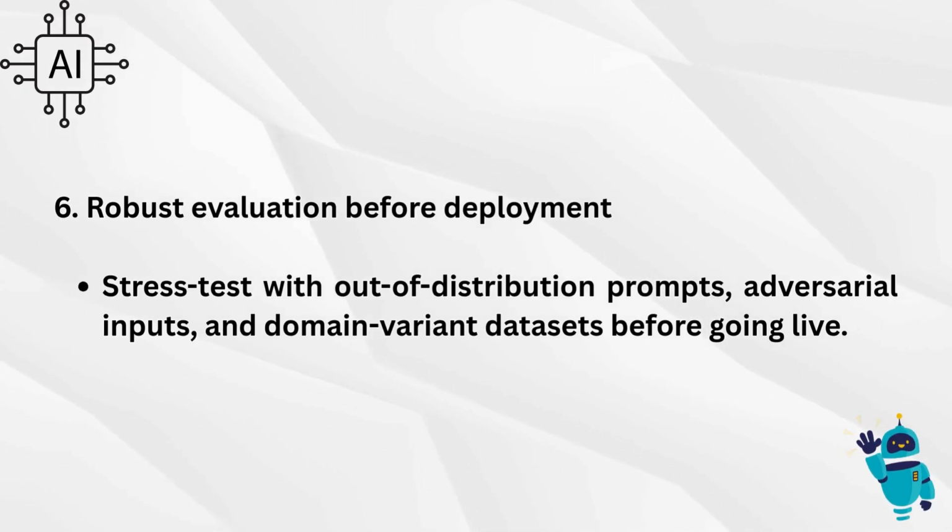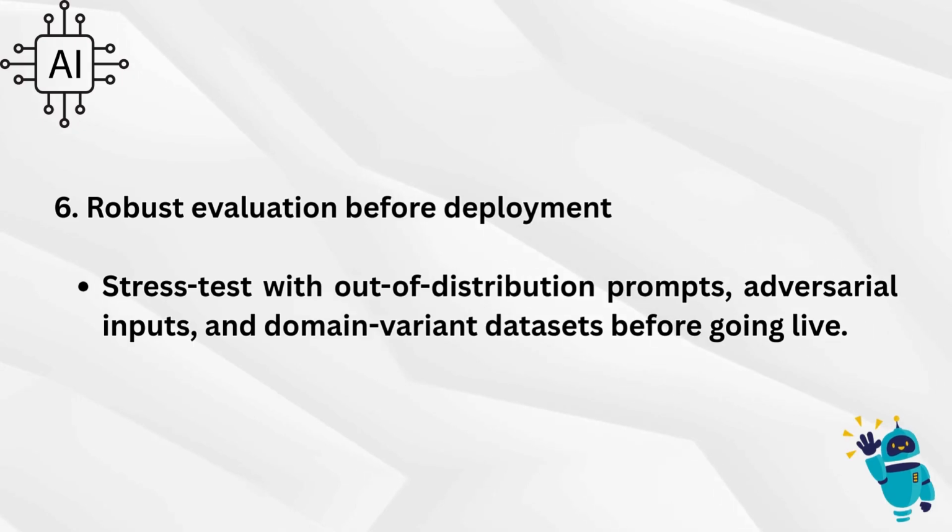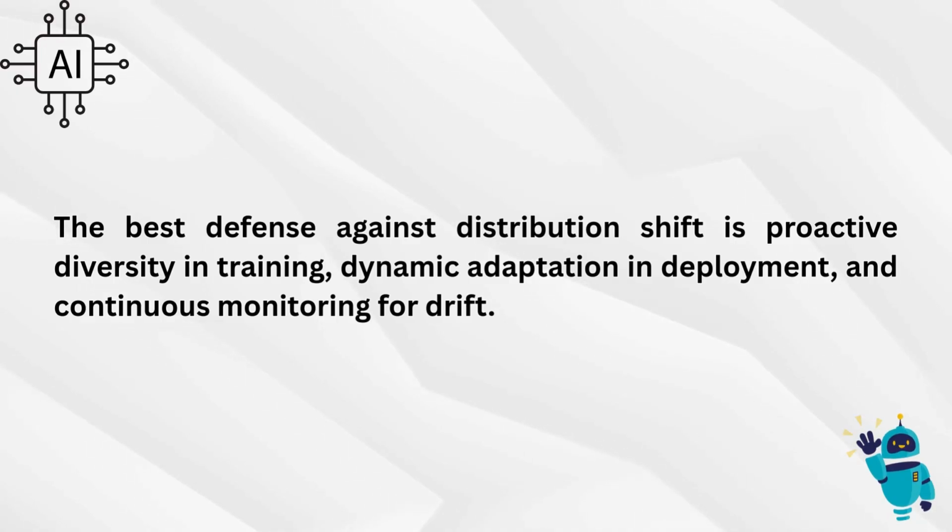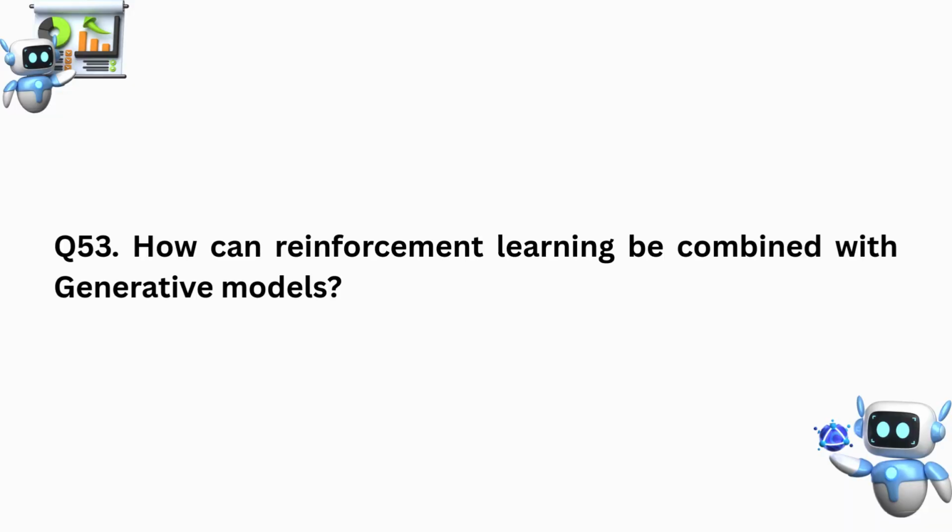6th, robust evaluation before deployment: stress tests with out-of-distribution prompts, adversarial inputs, and domain-variant datasets before going live. In short, the best defense against distribution shift is proactive diversity in training, dynamic adaptation in deployment, and continuous monitoring for drift. How can reinforcement learning be combined with generative models?